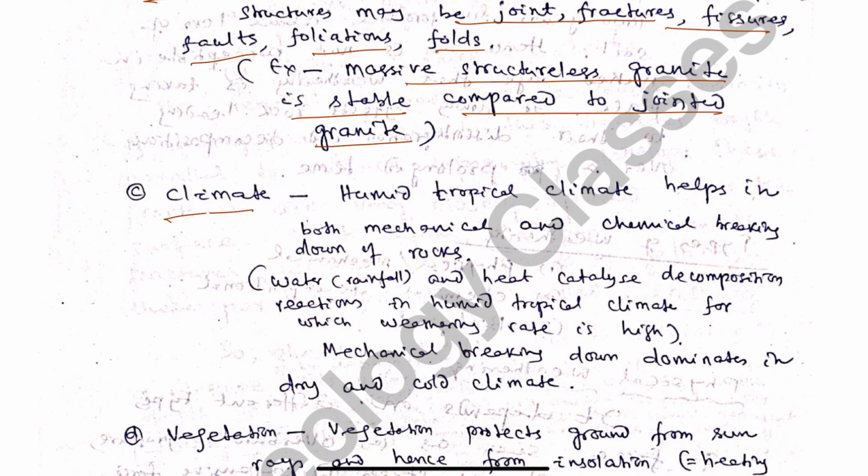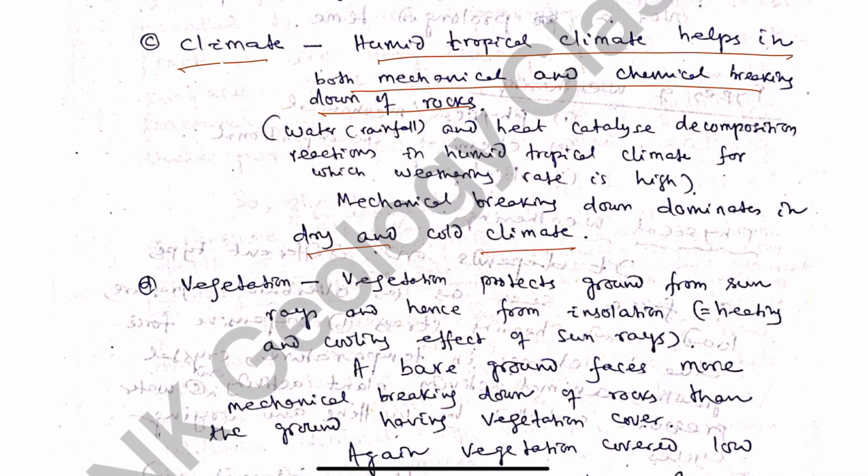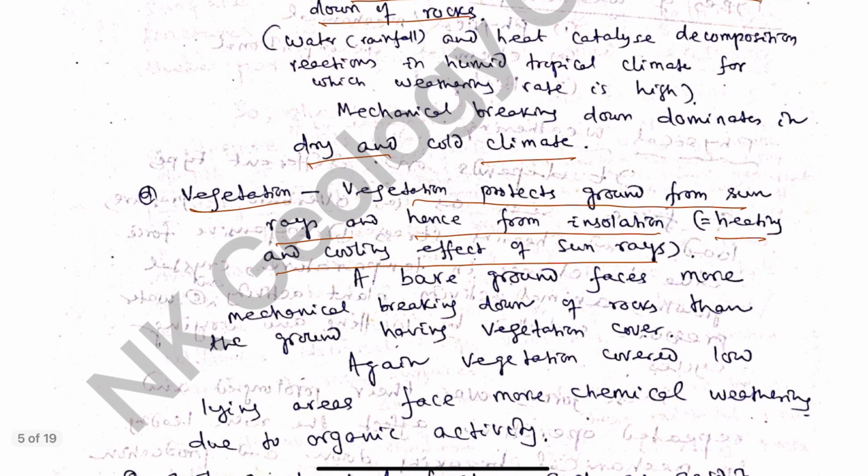Similarly, climate. Humid tropical climate helps in mechanical and chemical weathering. So weathering proceeds at a rapid rate in humid tropical climate compared to glacial climate and dry climate. Vegetation. Vegetation protects the ground from the sun rays and hence from insolation or from the heating and cooling effect of the sun rays.